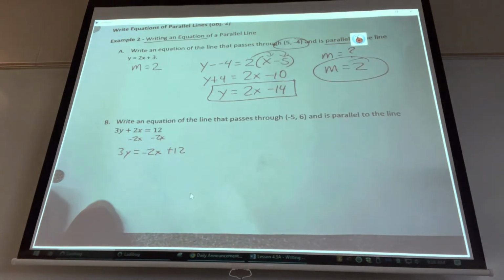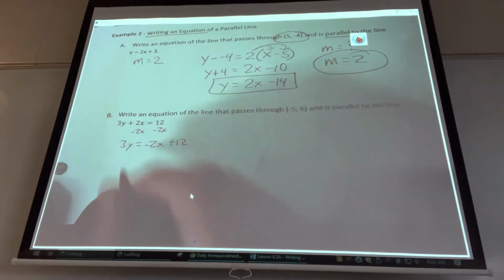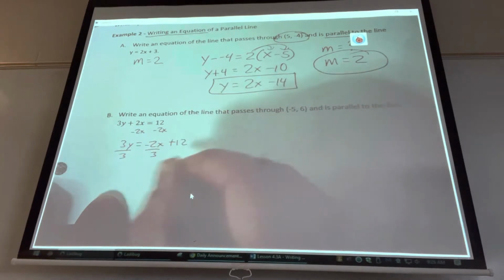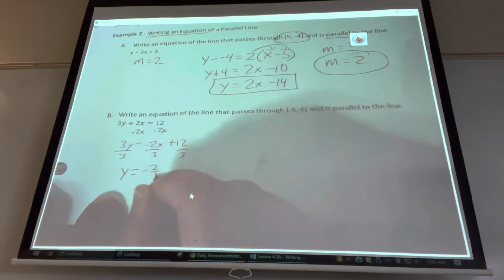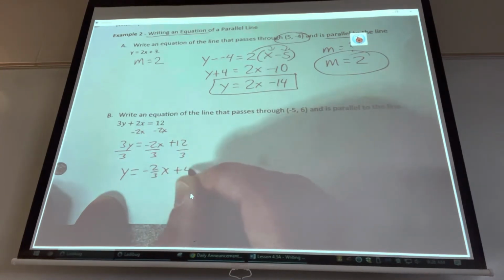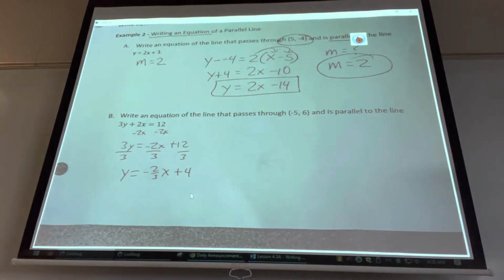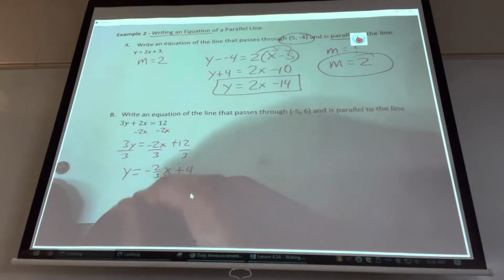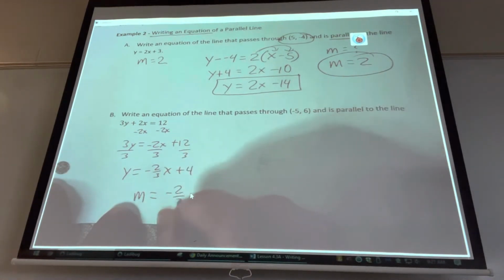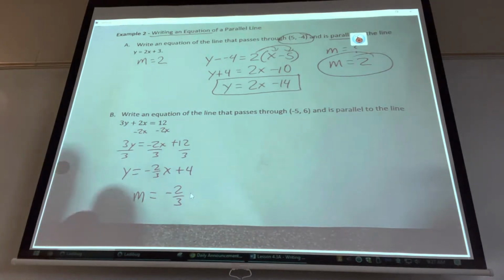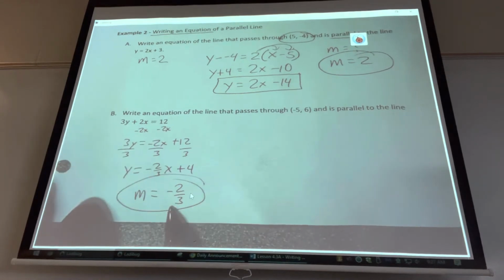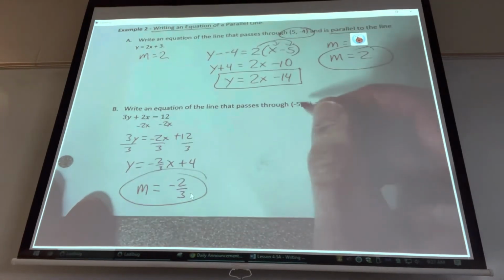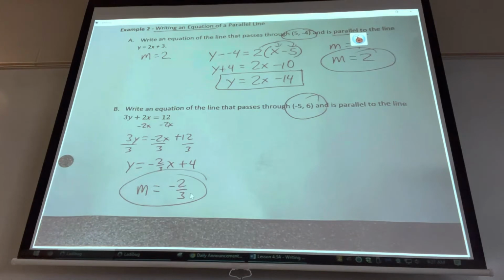Do we know the slope now? No. Don't we have to divide by 3 to everything? So it turns out our slope is what? Negative 2/3. Yep. Our slope is negative 2/3. That's what we're going to use. We're going to write an equation with that slope that goes through this point, and it's going to be fractions.